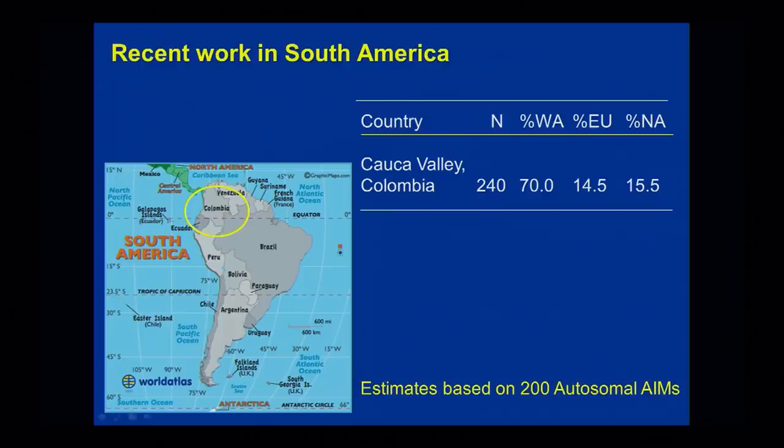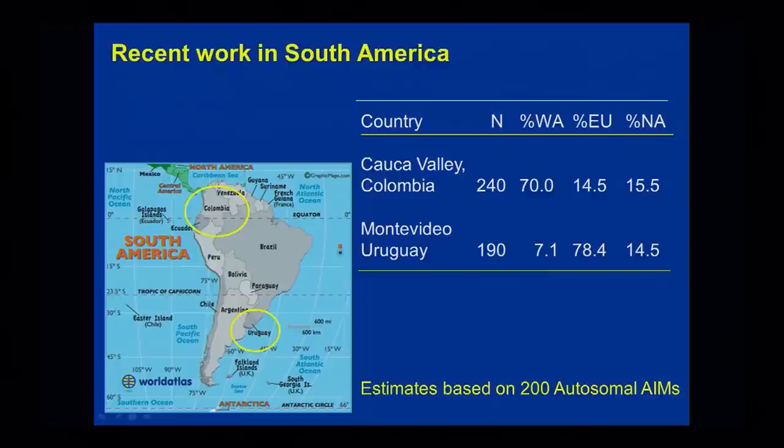So if we look at South America, one slide, please. In the Cauca Valley of Colombia, this is actually what we call the Black Belt of South America. High levels of West African ancestry in this population, about 70%. This is based on 200 ancestry informative markers, and about 15% European and Native American ancestry. If we look further south in Uruguay, vastly different proportion of West African ancestry, mainly European, and a lot of that is Italian European ancestry, and about 14% Native American.